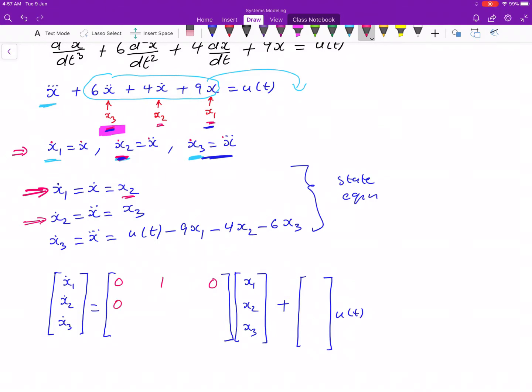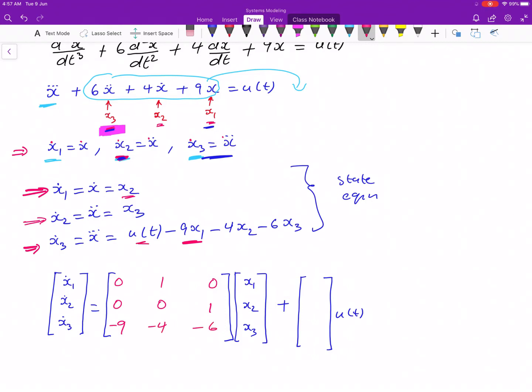So there's nothing on x1, there's nothing on x2, but there's something on x3. Then we come to the next one, which is x3 dot. For x3 dot, for x1 we have minus 9, so we have minus 9 there. For x2 we have minus 4. For x3 we have minus 6.